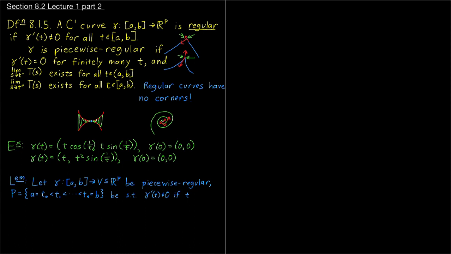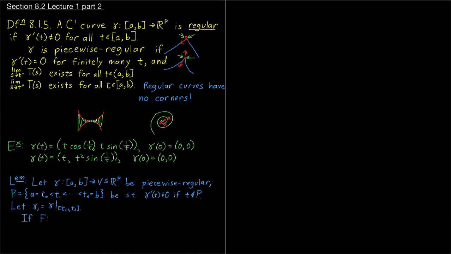And then if t is not in P, then gamma prime of t is not 0. And let's let gamma_j be the curve gamma restricted to the interval up to t_j. And then this is fairly straightforward to show.